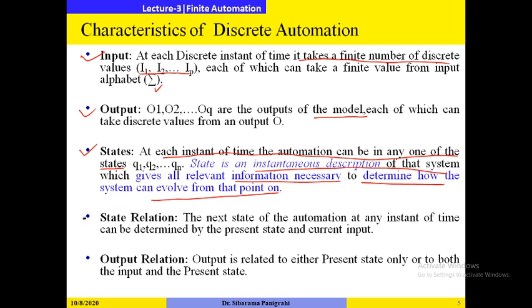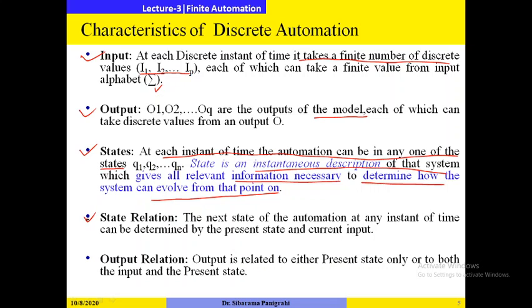Next, state relation. State relation means that by taking one input from Q0, it goes to Q0. Suppose it takes an input 0, so it goes to Q1. So this is the state relation, meaning after taking one input, which state it goes to. If there are multiple states, suppose Q1 to Q10, then by taking one input from Q1, it may go to Q4, it may go to Q3, it may go to Q9.